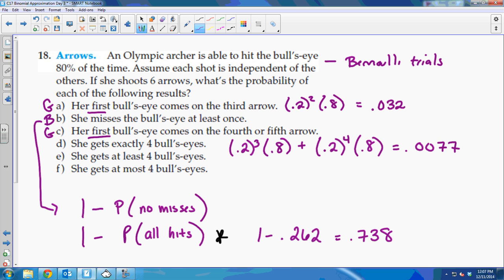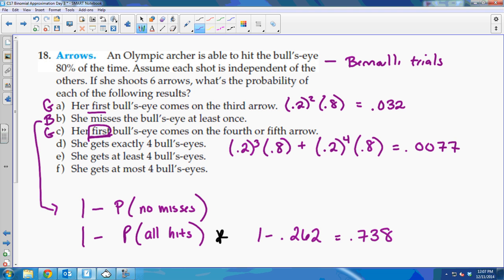All right, questions on C. It's geometric because it says the first bullseye. That's geometric. Because on part B, it says she misses the bullseye at least once. It's something about the first anything. So it's binomial.